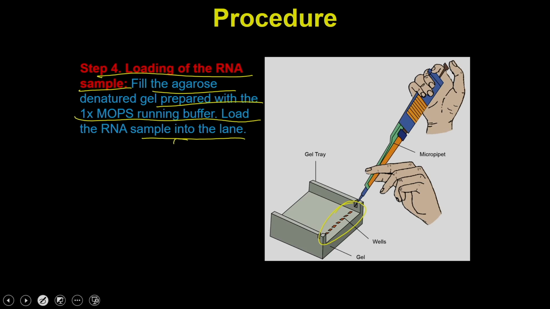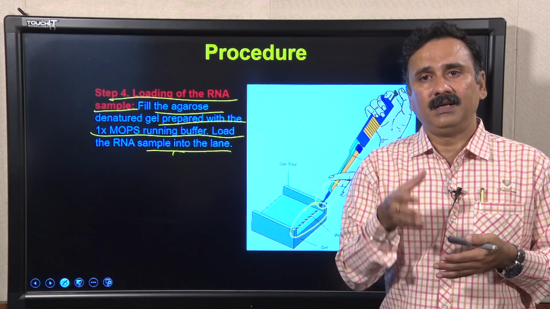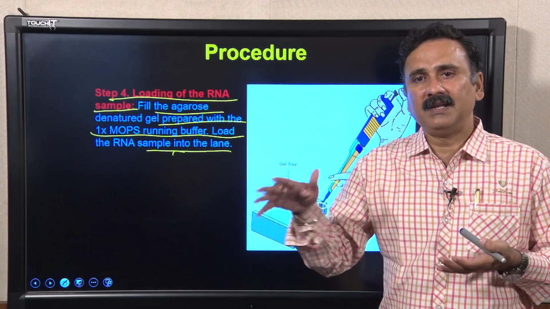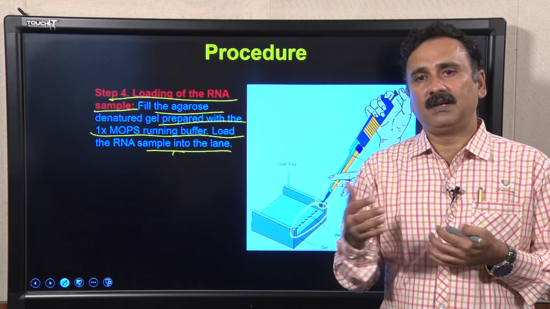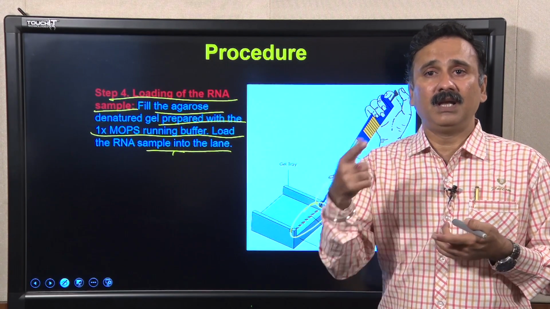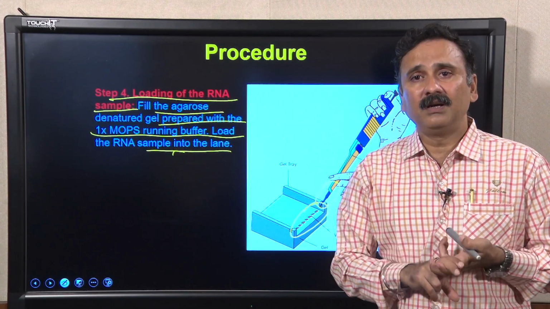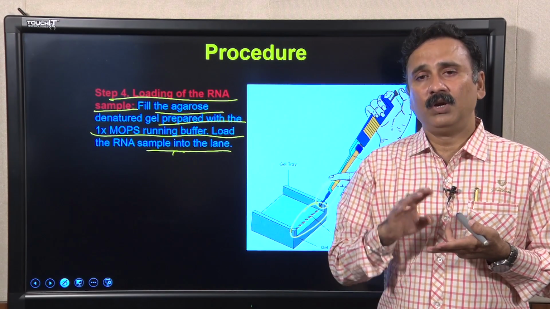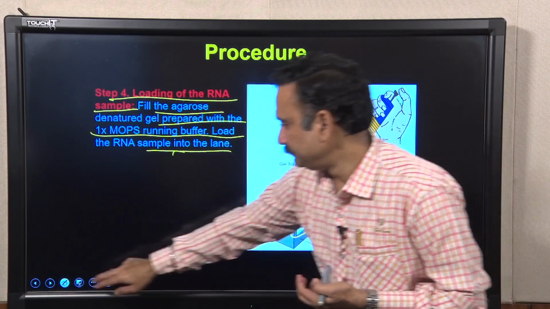except that you have to be a little careful that all these tips and all other instruments and things you are using should be sterilized, because RNA is very sensitive to degradation. The RNase is present everywhere, so the RNA actually gets degraded very fast. So, you have to sterilize everything and then you have to use filter tips instead of the normal tips.